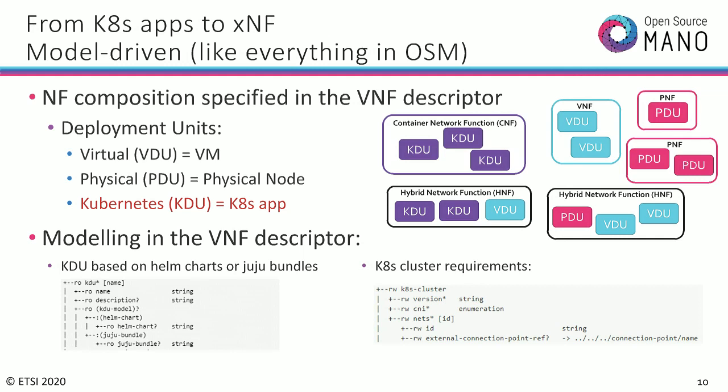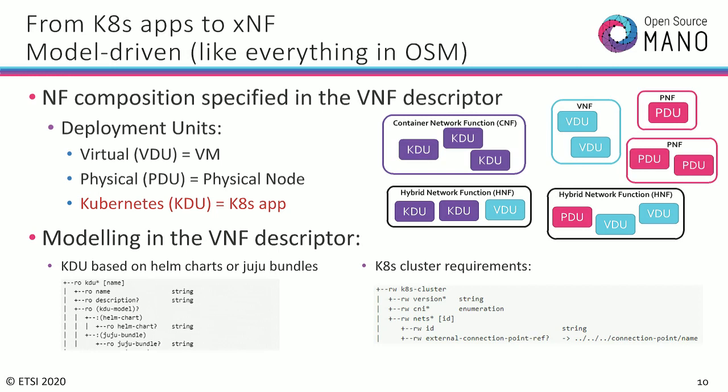We could have a pure Kubernetes application with what we call a KDU. That's the new concept that has been added in our information model. Or we could have hybrid network functions consisting, for instance, of a mixture of KDUs and VDUs, or a mixture of VDUs and PDUs, etc.